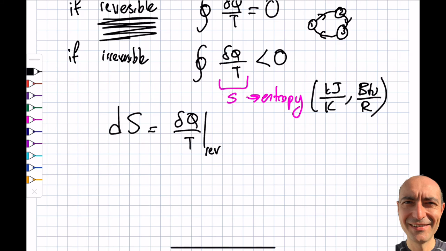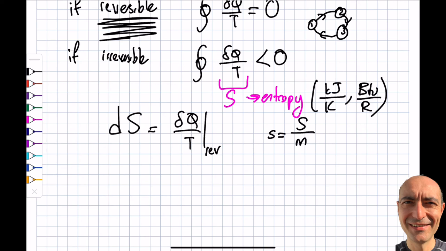I can also define lowercase s as equal to capital S divided by m, right? Actually, let me rewrite this, because it looks like a small letter, like a less, capital S, right? So this is specific entropy. Unfortunately, as this concept is too easy, we are making it even harder for you. We use entropy to define this, and we use entropy to define that. So you need to look at the units to really understand which one I'm talking about, okay?